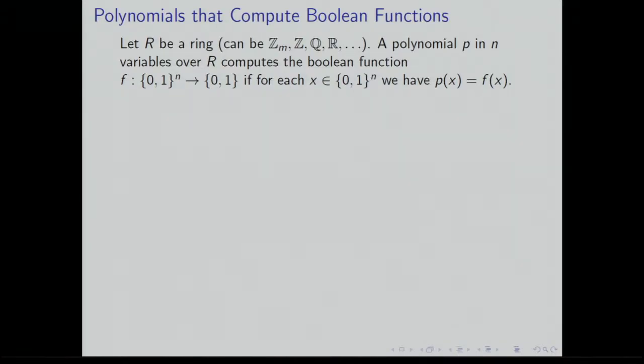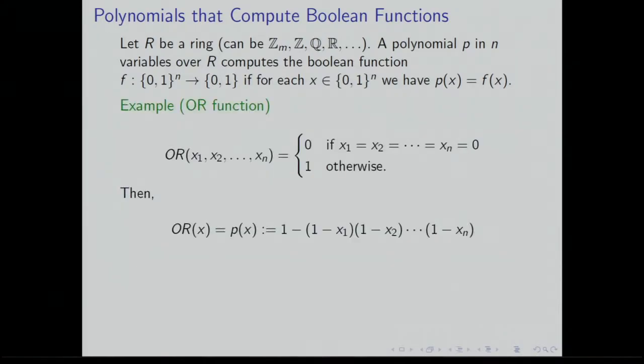So if you let R be your favorite ring, we're usually going to use Z or Z mod something for this talk. Then you say a polynomial P in n variables over the ring computes the Boolean function f if for each possible 0, 1 vector as input, the polynomial evaluated at the 0, 1 vector is equal to the Boolean function at that 0, 1 vector.